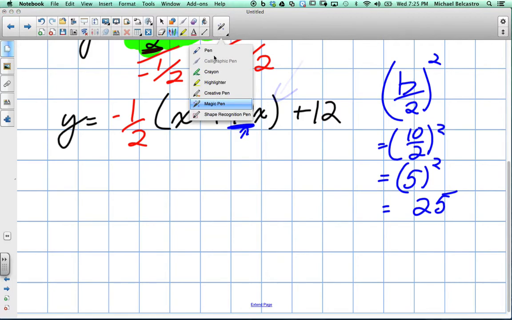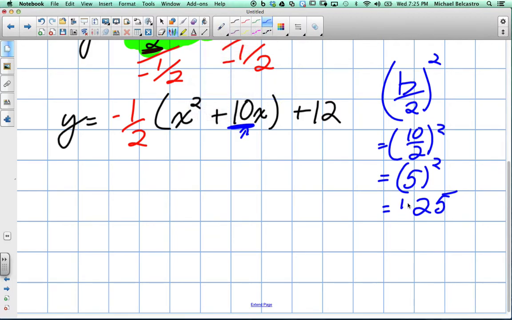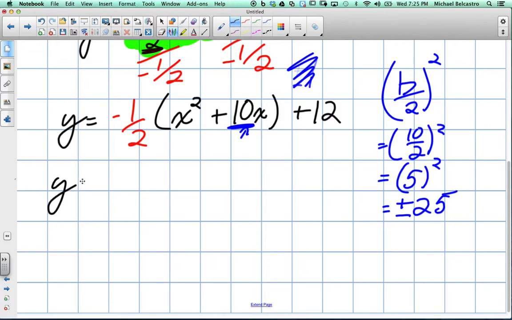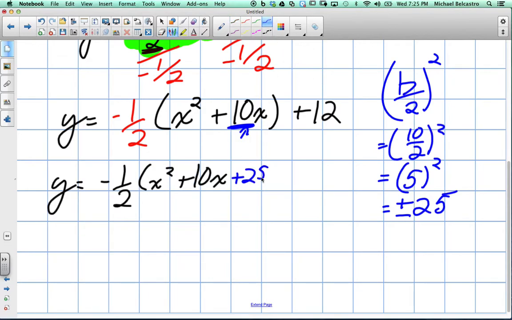Now this 25, what we're going to be doing with it is adding and subtracting it inside this bracket. The reason we do that is because if you add 1 and minus 1, that's 0. So you're actually doing nothing at all, but it's going to help us in the long run transform this. So y equals negative 1/2 x squared plus our 10x, and then plus 25 minus 25. We do both of those inside the bracket, and then plus 12.